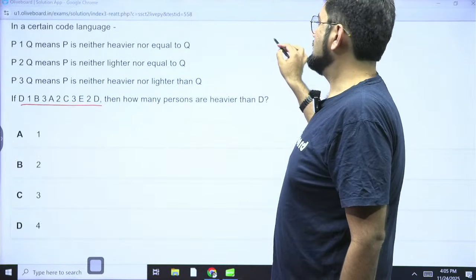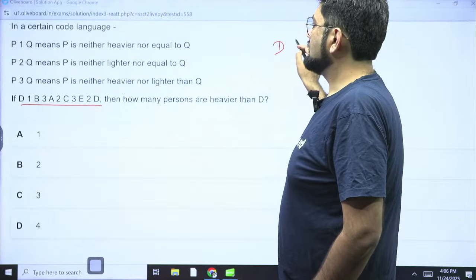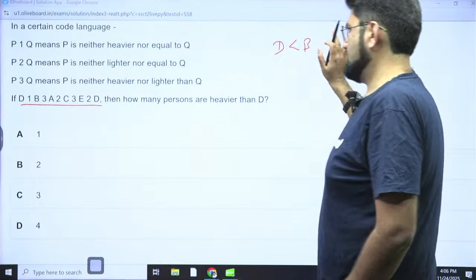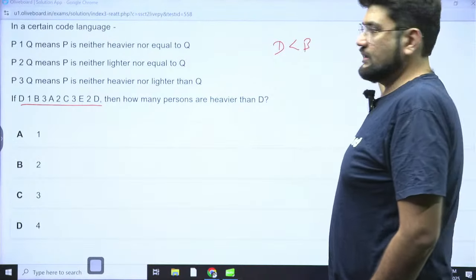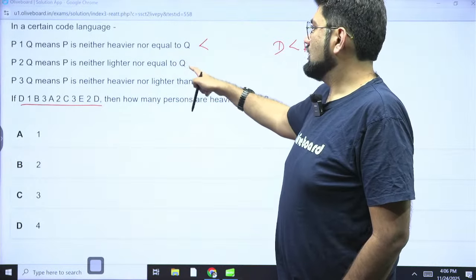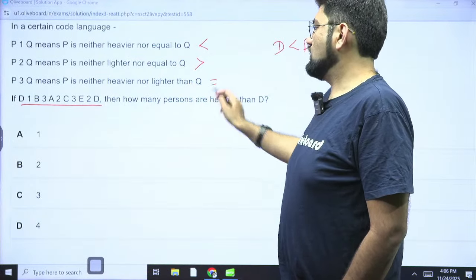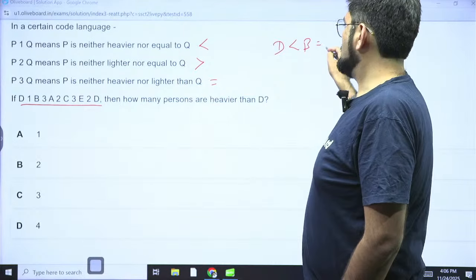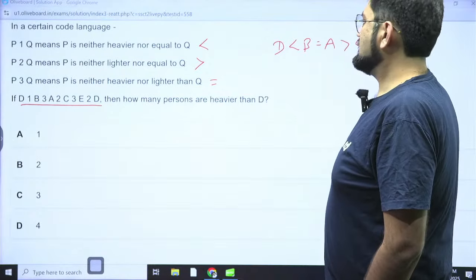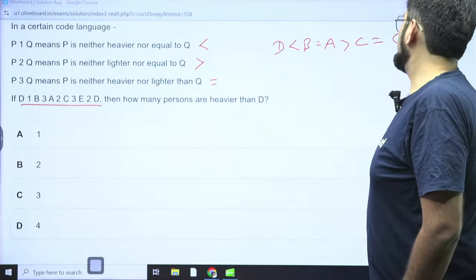So 1 means D is less than B. I'll show you two methods here. Either we'll do it with the inequality method. 2 means neither lighter nor equal, so greater than. 3 means neither heavier nor lighter, so equal to. Now B3A means B is equal to A. A2C means A is greater than C. C3E means C is equal to E. And E2D means E is greater than D.